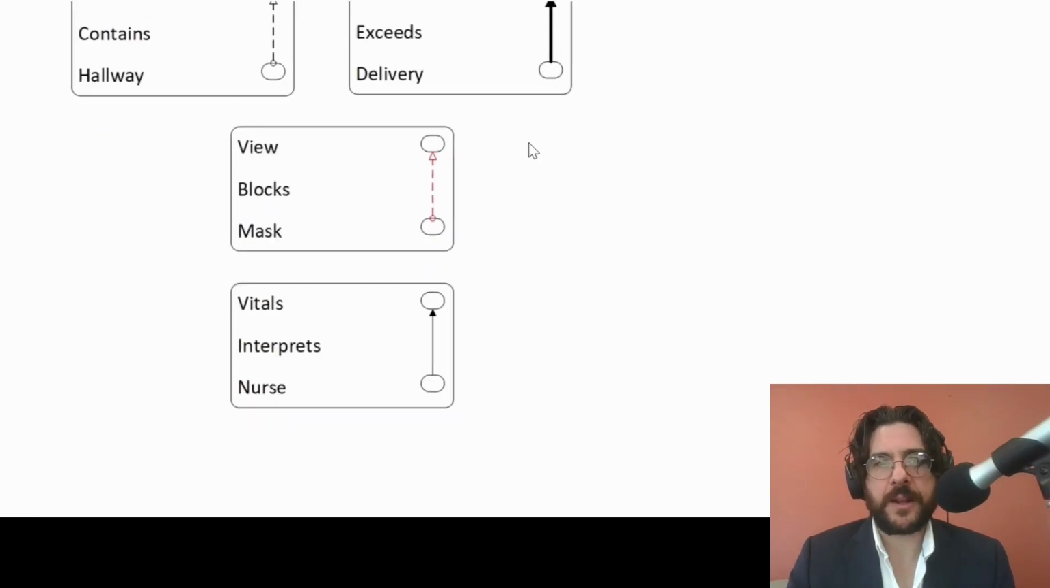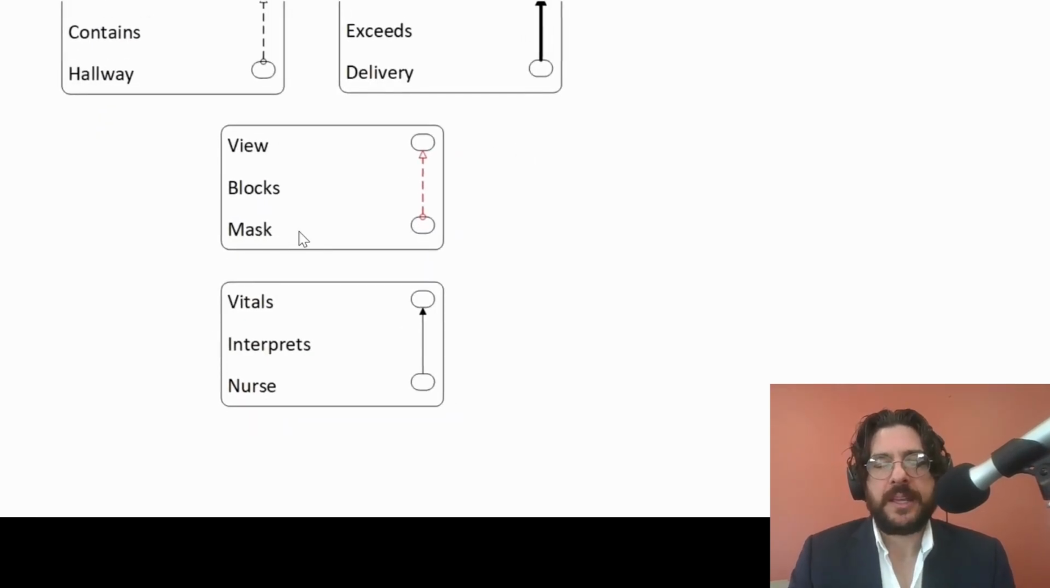All right, the next one here, if we scroll down a little bit, is mask. So the wearing of a mask. And in this case, the wearing of a mask blocks the wearer's view, right? Now, the mask can block your reactions, your facial expressions, but it can also sometimes block your ability to see, especially if you're looking straight down in front of you, because the mask is coming out over your face. So in this case, this is a harmful interaction.